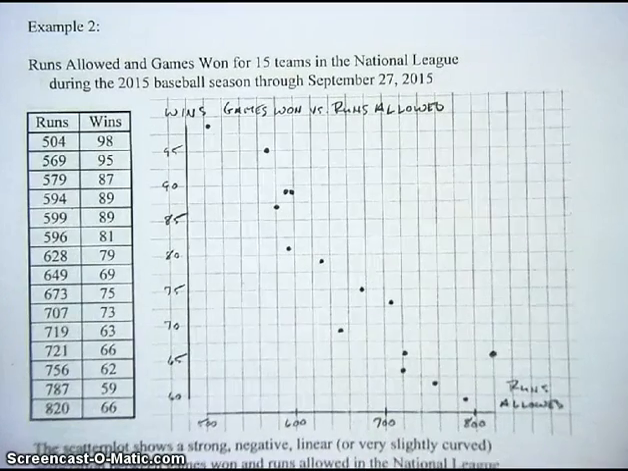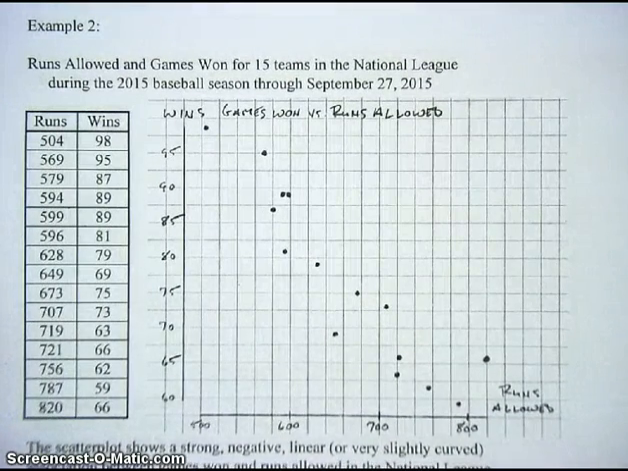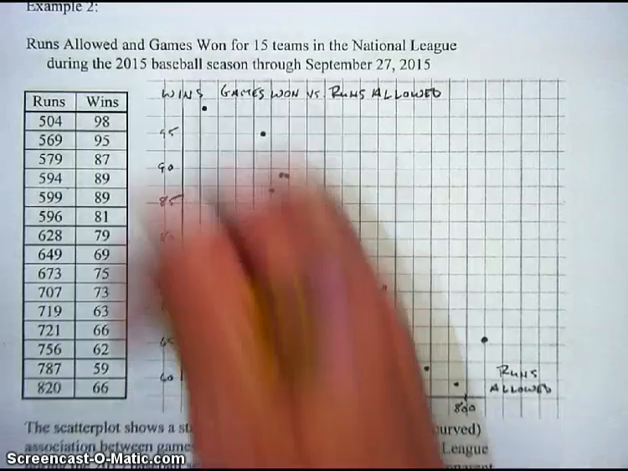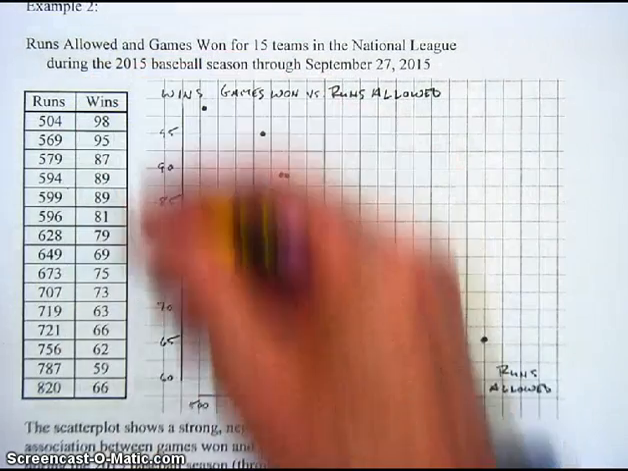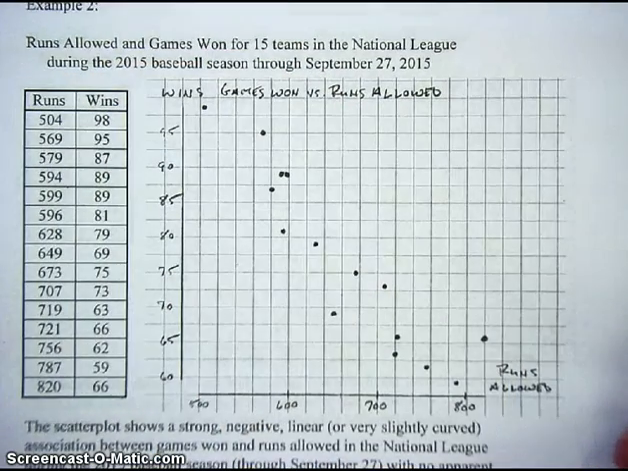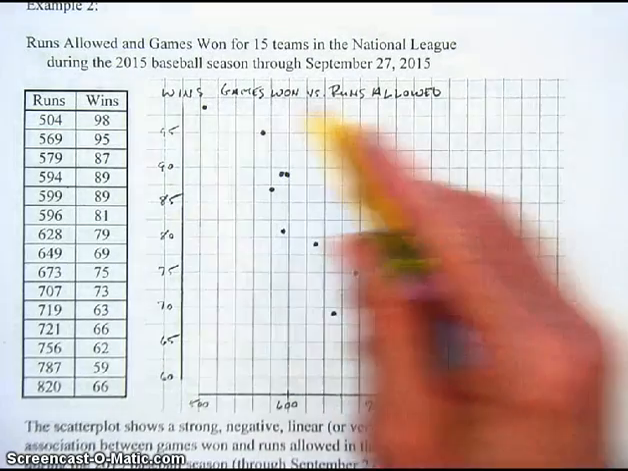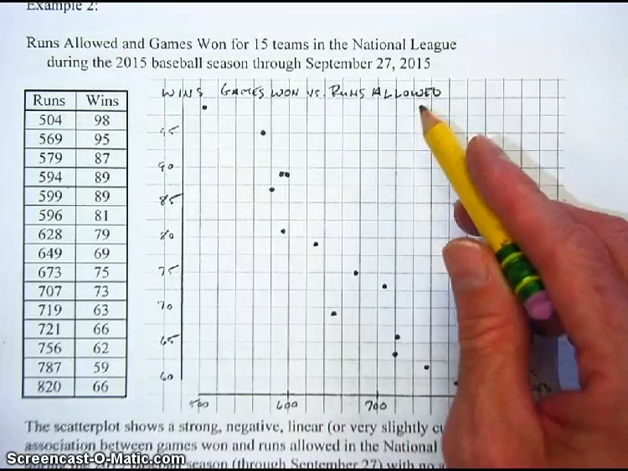Here's another one. We have runs allowed and games won for 15 teams in the National League during the 2015 baseball season through September 27, 2015. Over here I've got the data, runs allowed, and then wins by the teams. And I've got in my scatter plot the title, games won versus runs allowed.